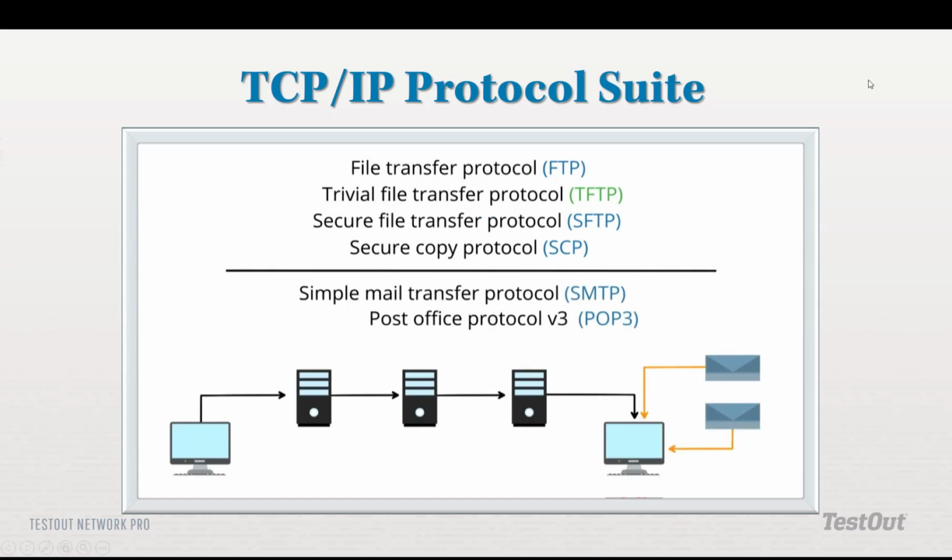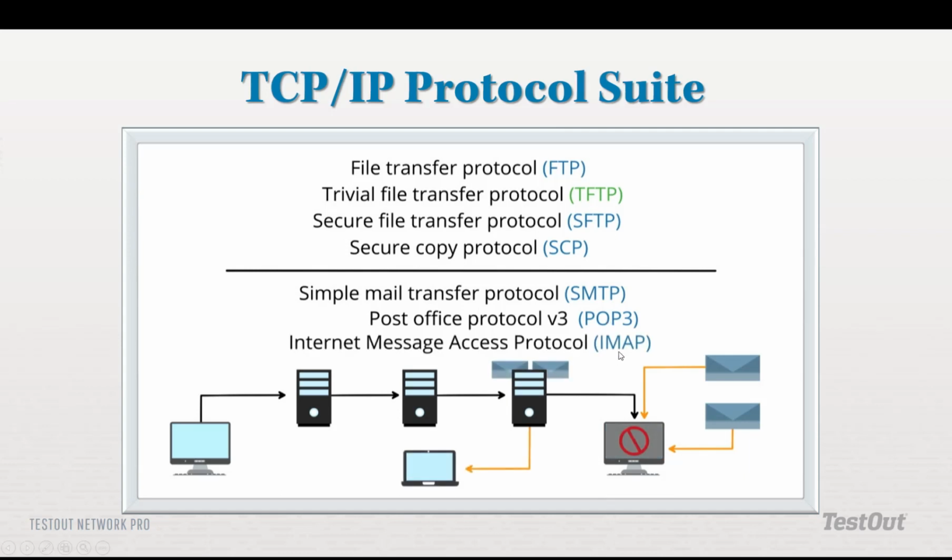SMTP and POP3 are for emails, as well as IMAP. The difference between IMAP and POP3, POP3 normally deletes it from the server and just downloads it to your computer. IMAP, everything flows off the server, but you can download it to your computer as well.